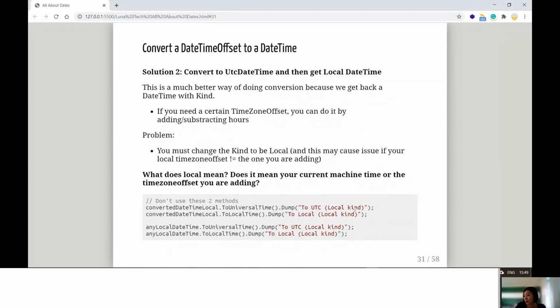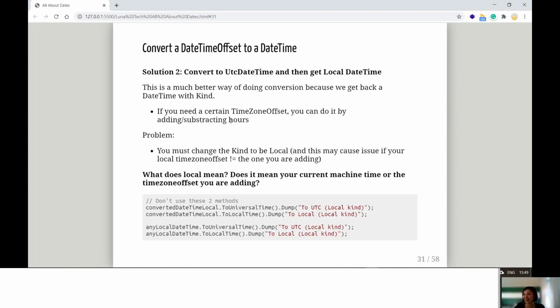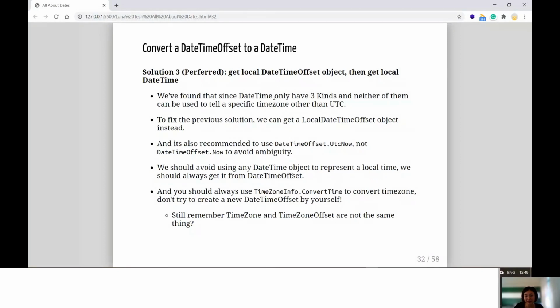You don't know what local means, basically. If you change the kind to local, is it Australian local or is it China local? Because actually we are trying to convert it to +8, right? So when you say local, what local it is, you never know that. That's why we try to avoid doing that. So this is one of the solutions I can think of. I think that's the best one for now, but maybe you guys have better solutions. So we can actually get the local DateTime.